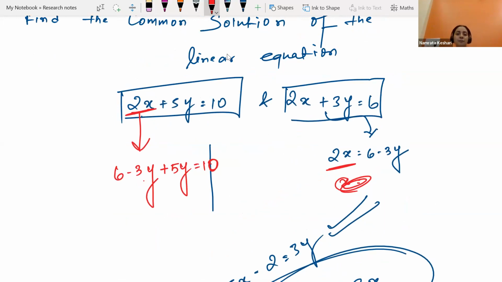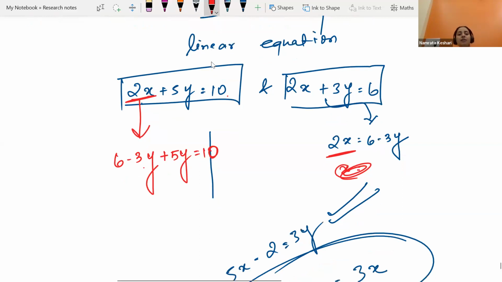Anyone? Ma'am, can you explain again? Yes, sure. Initially, if you look at this equation, 2x plus 5y is equal to 10, is it possible to add 2x and 5y? No. We are not able to solve it. However, if I make one example, Tejas, and I give you 2x plus 5x is equal to 10, this we can solve, right?